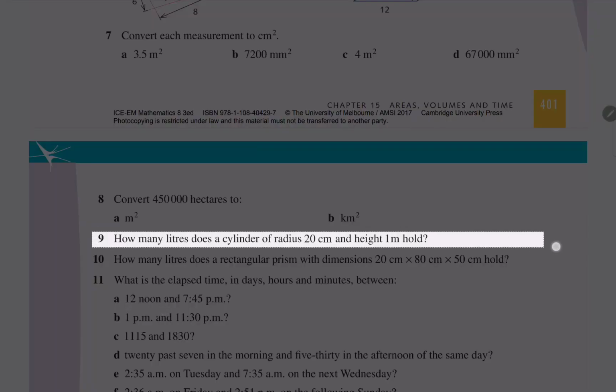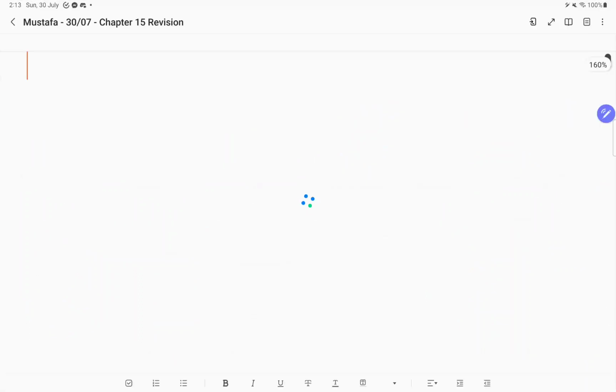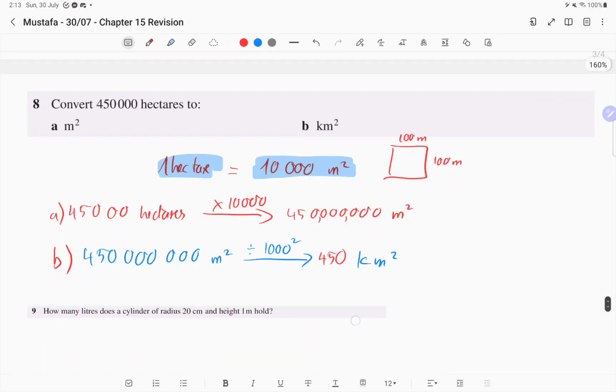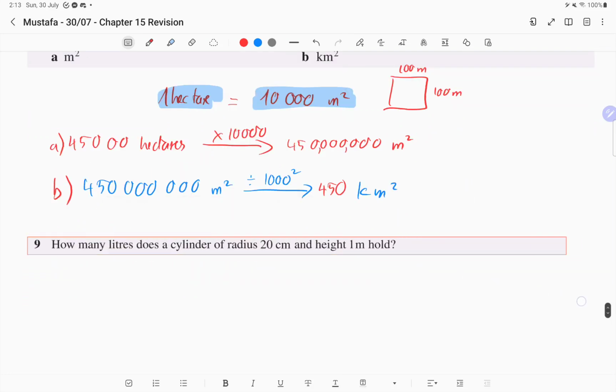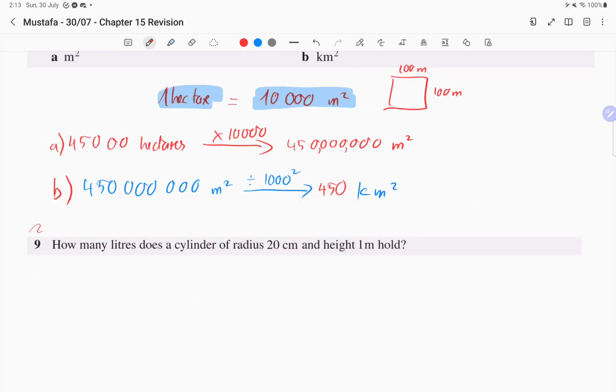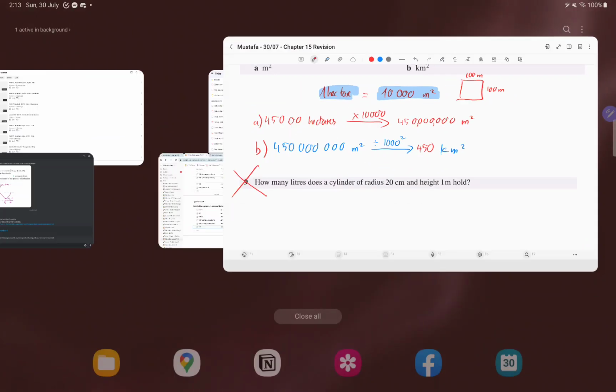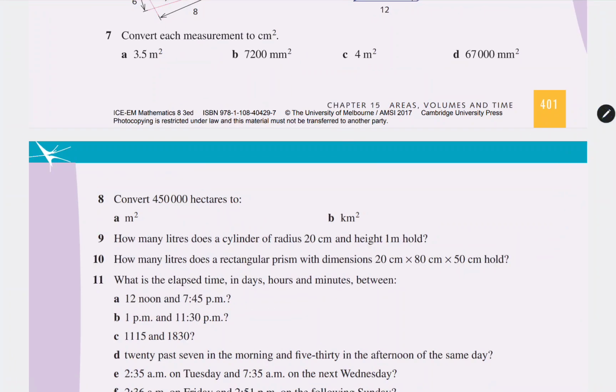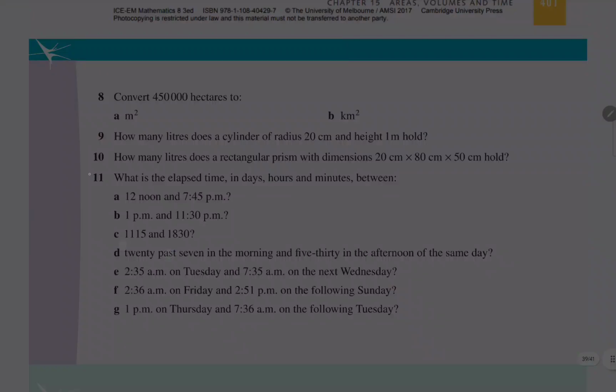How many liters does a cylinder? Let's see. Did you learn about liters and centimeters cubed? No. We didn't do it like this. Okay. So I'll skip this one. Skip question 9. Skip liters.